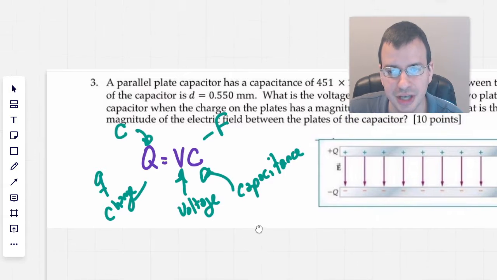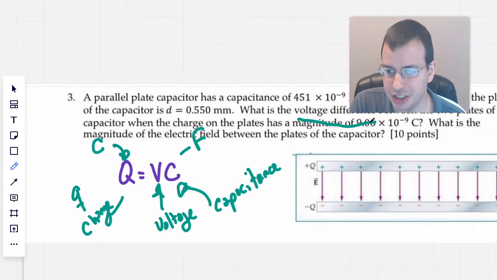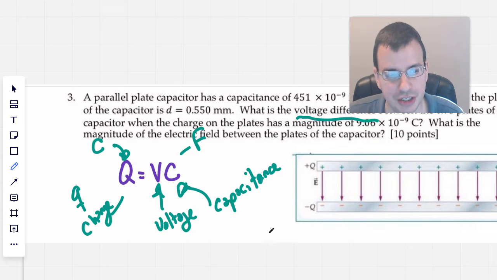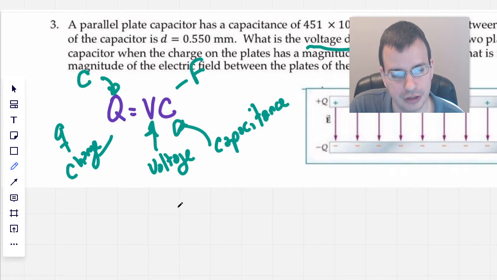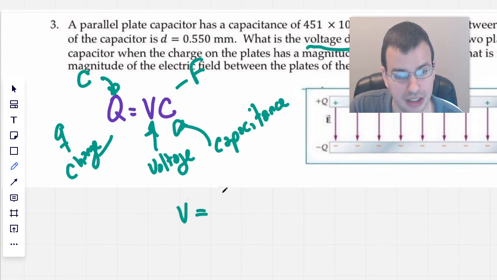Okay, so now that we have this, we're trying to find what the voltage difference is. All voltage is a difference. Writing the difference there, even though I like it when people say voltage difference, is kind of redundant. So don't let it throw you off that the word difference is there. It's good that it's there, but all voltage is a difference. Okay, so rearranging, we have voltage equals Q over C.